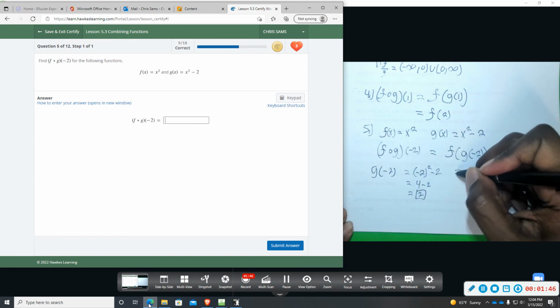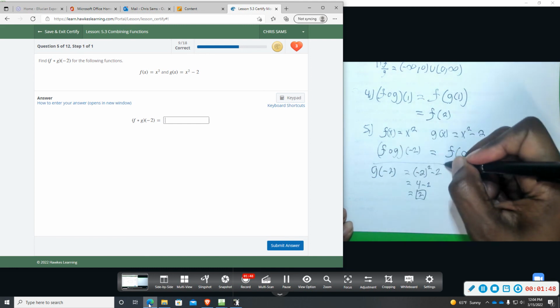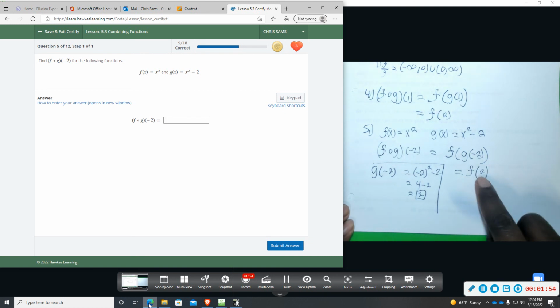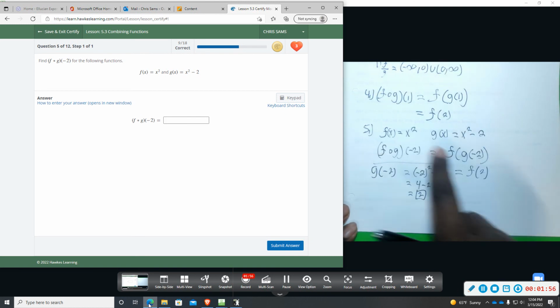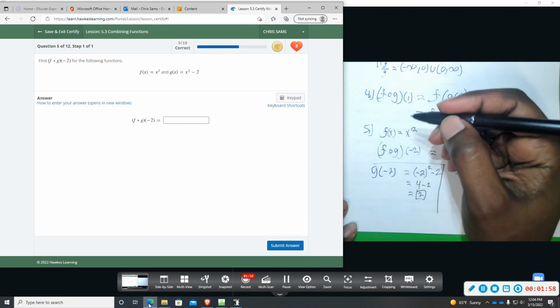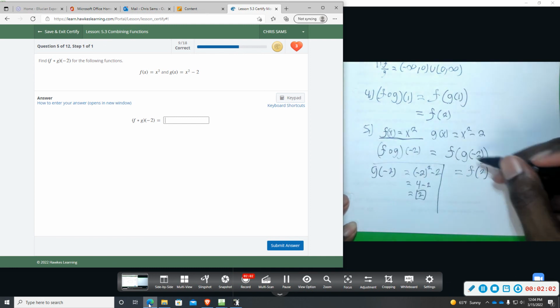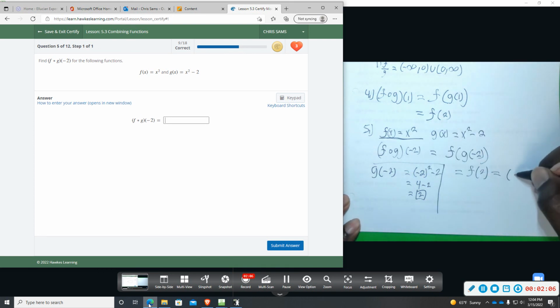So now, kind of box this off, we're looking for f of 2. So I'm just going to be plugging in a 2 to the f equation now. So f of 2 is equal to 2 squared, and 2 squared gives us 4. So just 4.